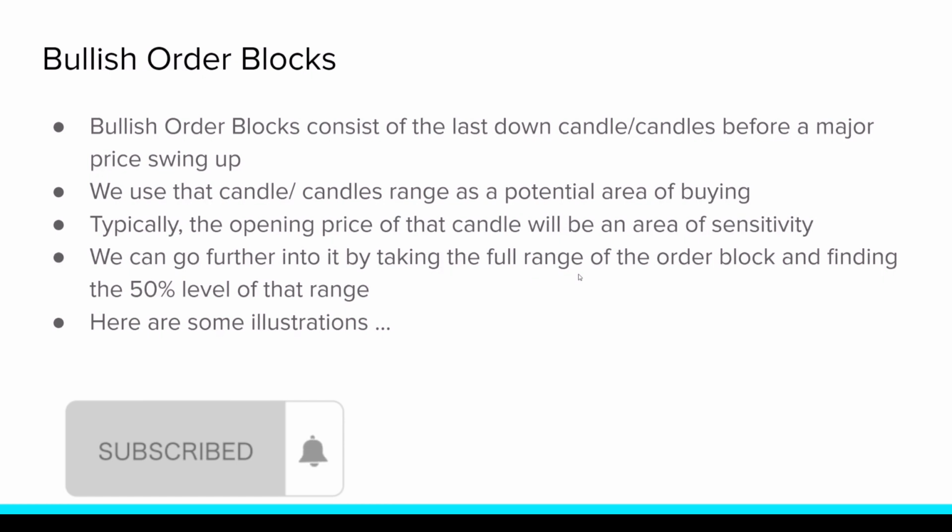So we're going to start off with bullish order blocks. Bullish order blocks consist of the last down candle or candles before a major price swing up. We use that candle or candles' range as a potential area of buying. Typically, the opening price of the candle will be an area of sensitivity. We can go further by taking the full range of the order block and finding the 50% level of that range. So here are some illustrations.